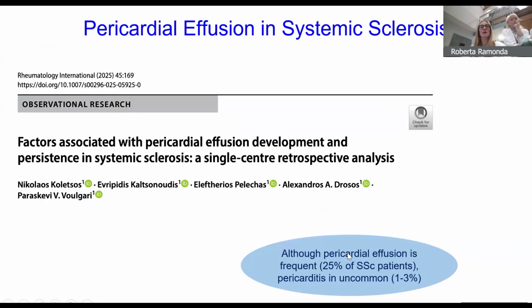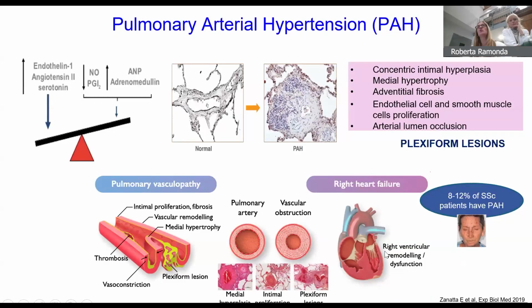Okay. Considering the pericardium, in this case, a real inflammatory pericarditis is very rare, unlike the presence of asymptomatic chronic pericardial effusion that is common in these patients. And we need also to mention, mainly considering the right heart, pulmonary arterial hypertension, because as you can see, about 10% of scleroderma patients have this complication.